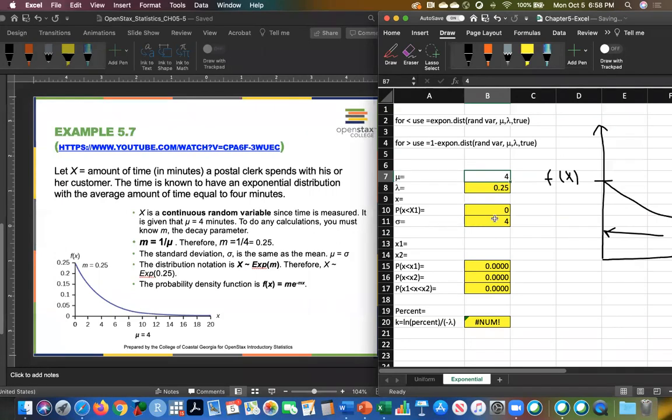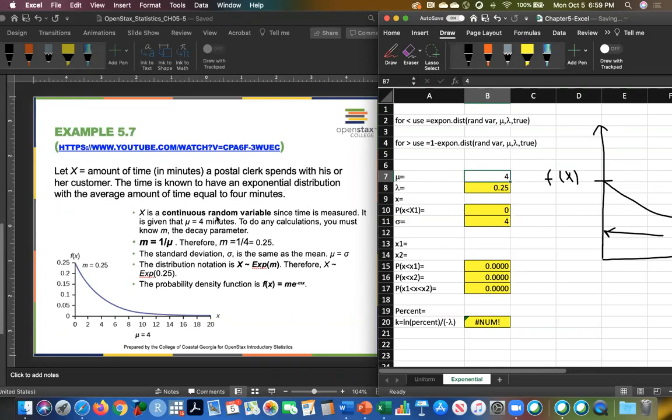In this case, we also know that sigma is equal to mu. So the standard deviation of the exponential distribution is going to be equal to the value of mu. So I just need to type the 4 in order to compute the value of the mean, right? So this is the mean, and this is going to be the standard deviation.